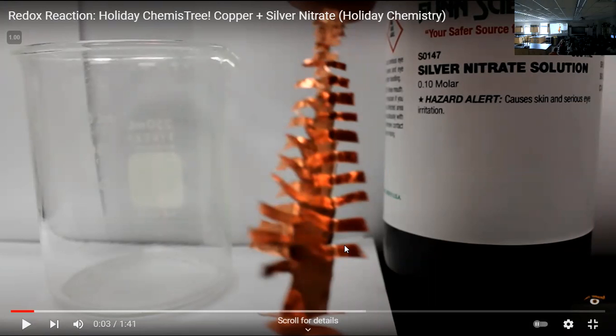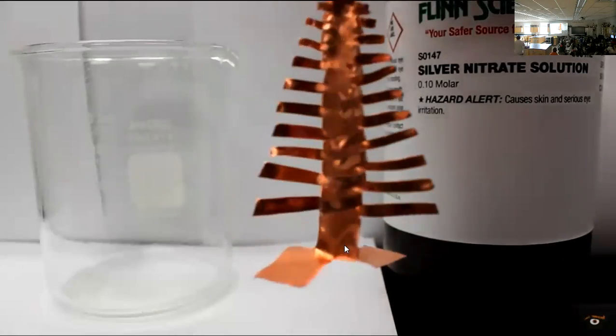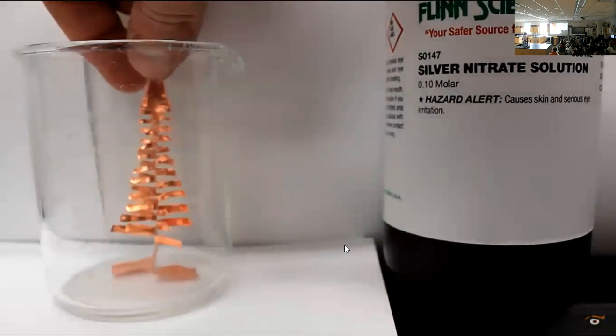So this is a pretty famous demonstration. We have a Christmas tree made out of copper. You okay with that? It is a chemistry, you're right. He's going to put that in a beaker with silver nitrate. Easy enough. All right, what a beautiful chemistry.